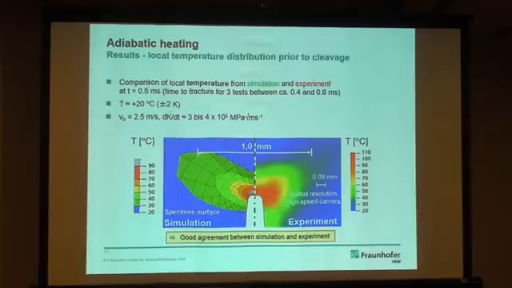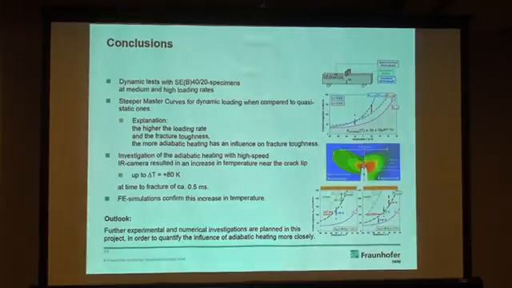So to conclude, we've done some dynamic tests with SA-508 4020 specimens at a medium and a high loading rate. We observed steeper master curves for dynamic loading when compared to the quasi-static ones. The explanation is that the higher the loading rate and the higher the fracture toughness, the more adiabatic heating plays a role and influences the fracture toughness. I've left out the explanation of what it actually means that a heated specimen, or a heated area around the crack front, leads to higher fracture toughness values. That still remains for future research.